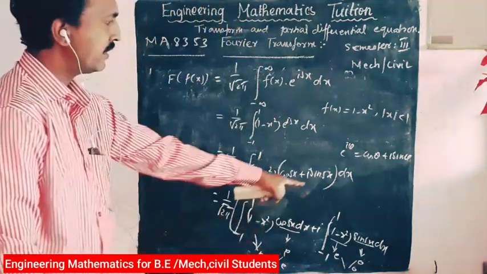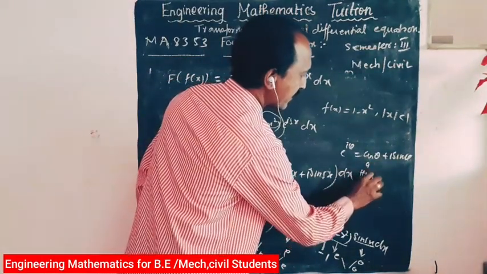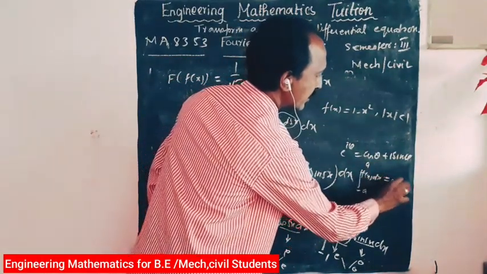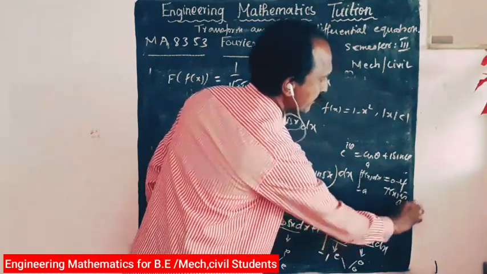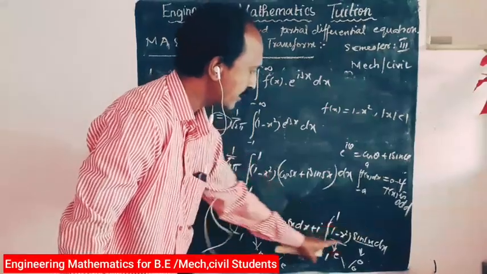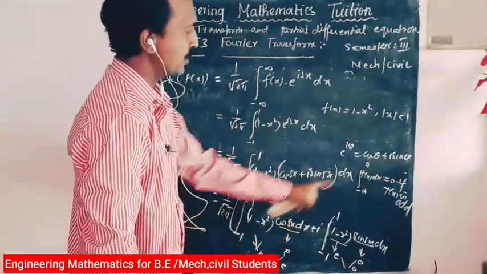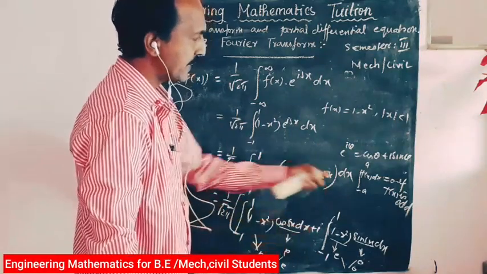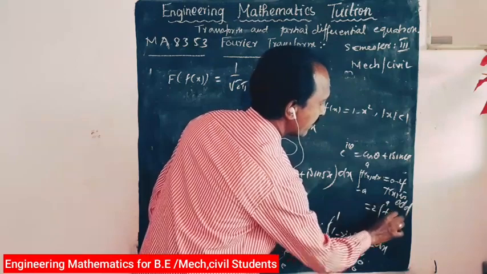So, the integral rules: the integral from minus a to a of f of x dx is equal to 0 if f of x is odd. So the integrand is odd, and we directly write the value as 0. If f of x is even, we write 2 times the integral from 0 to a of f of x dx.